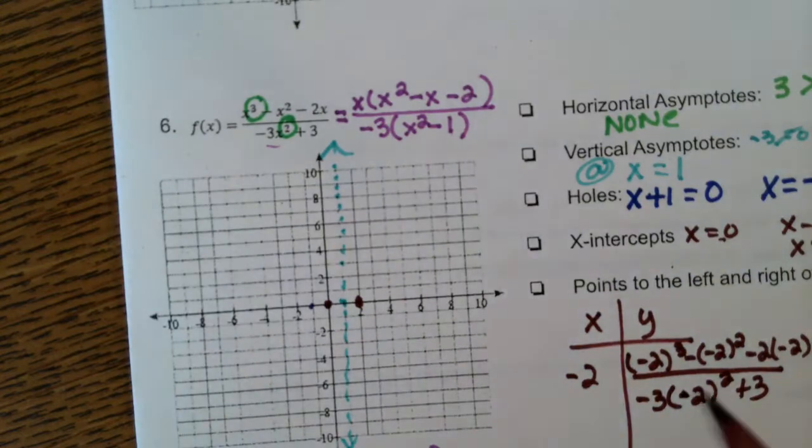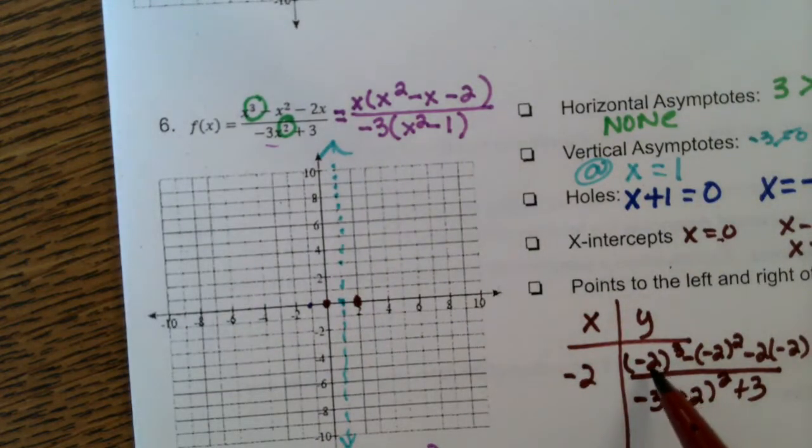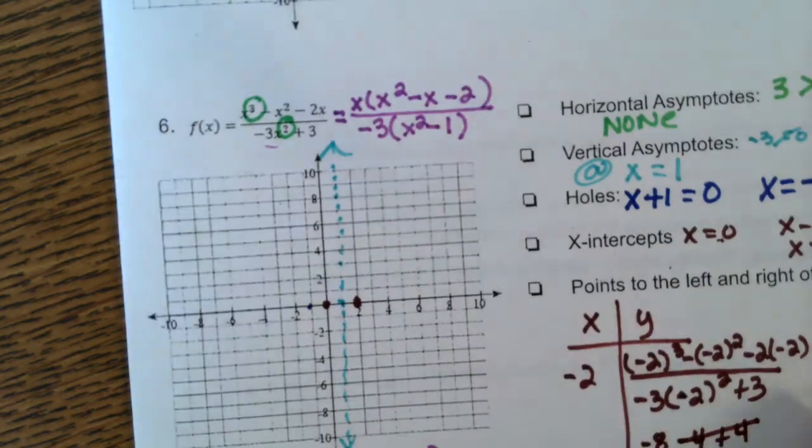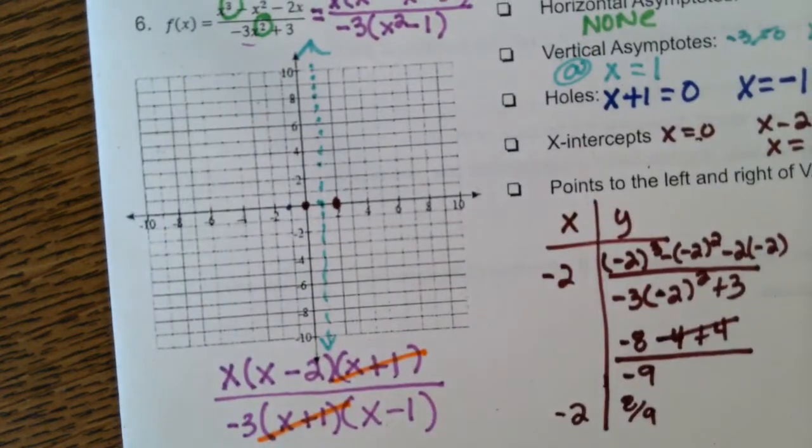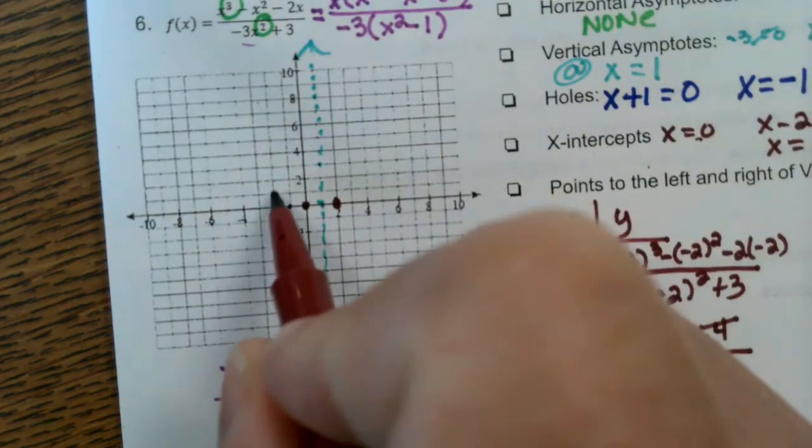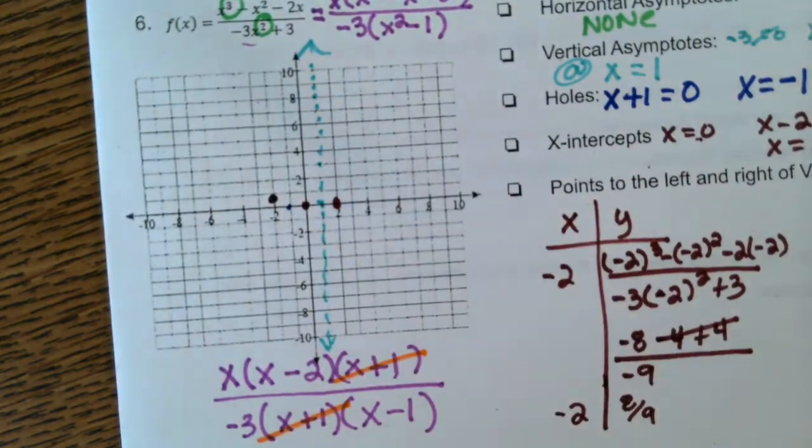All right, so -2 cubed is -8, minus 4, plus 4. So those go away, and I just have -8. -2 squared is 4. -3 times 4 is -12, plus 3 is -9. So when this simplifies, I have the point -2 and 8/9, which is almost 1. So -2, almost 1 here. Okay? All right.